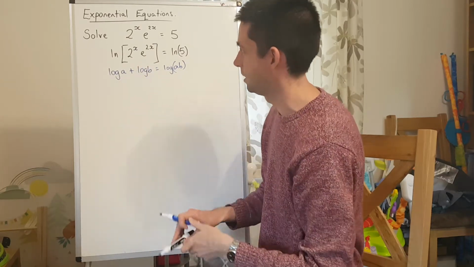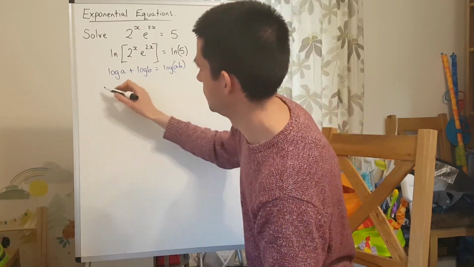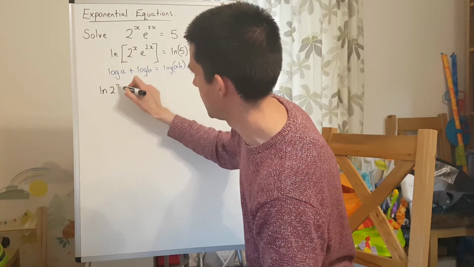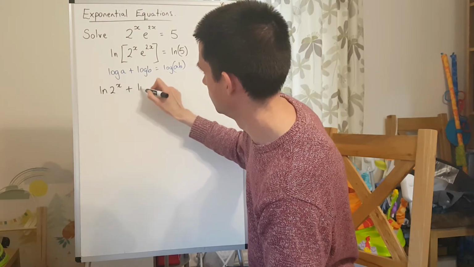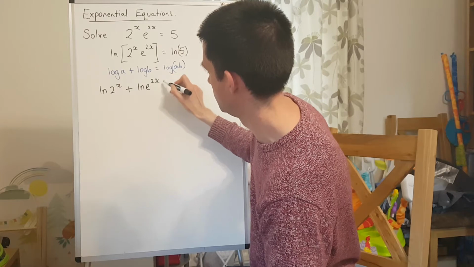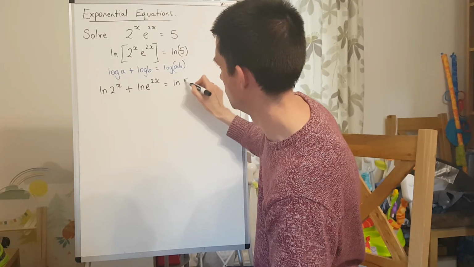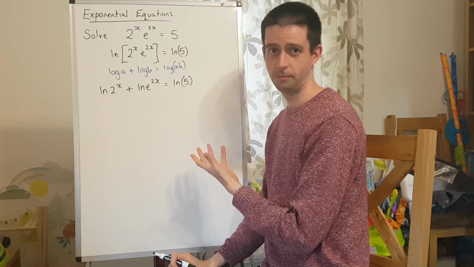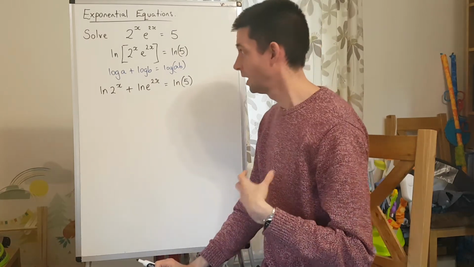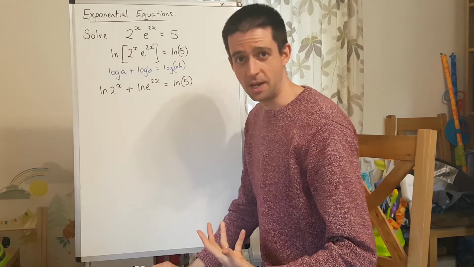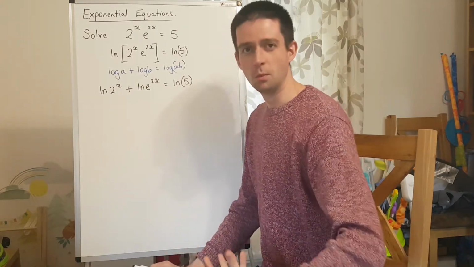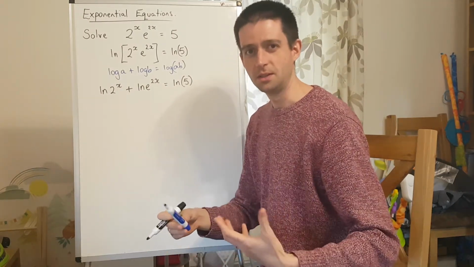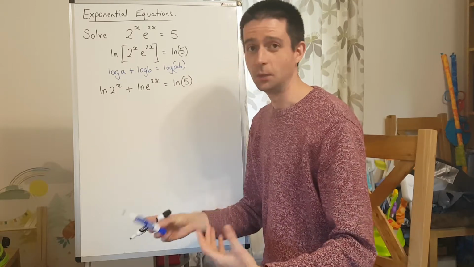So what I'm going to do here is write it as ln of 2 to the x plus ln of e to the 2x equals ln 5. The right hand side of that equation hasn't changed. Now, a couple of things happen here. Bear in mind the journey I'm on, what I'm trying to get to. I'm trying to find the value of x, so I need to get to x equals.